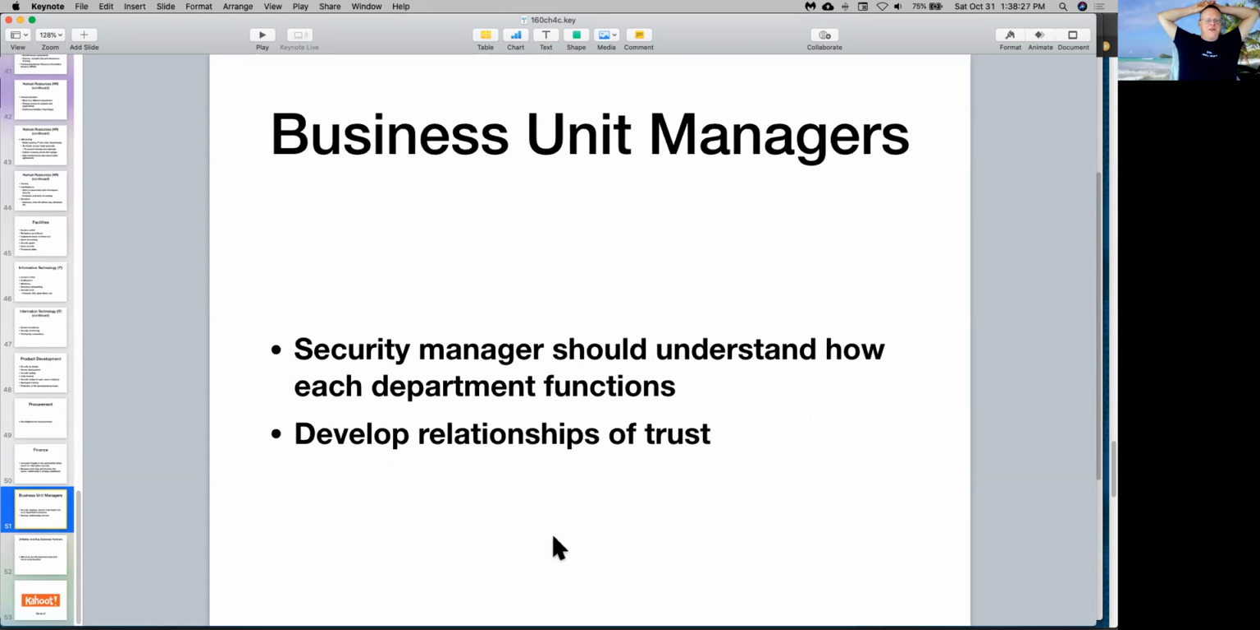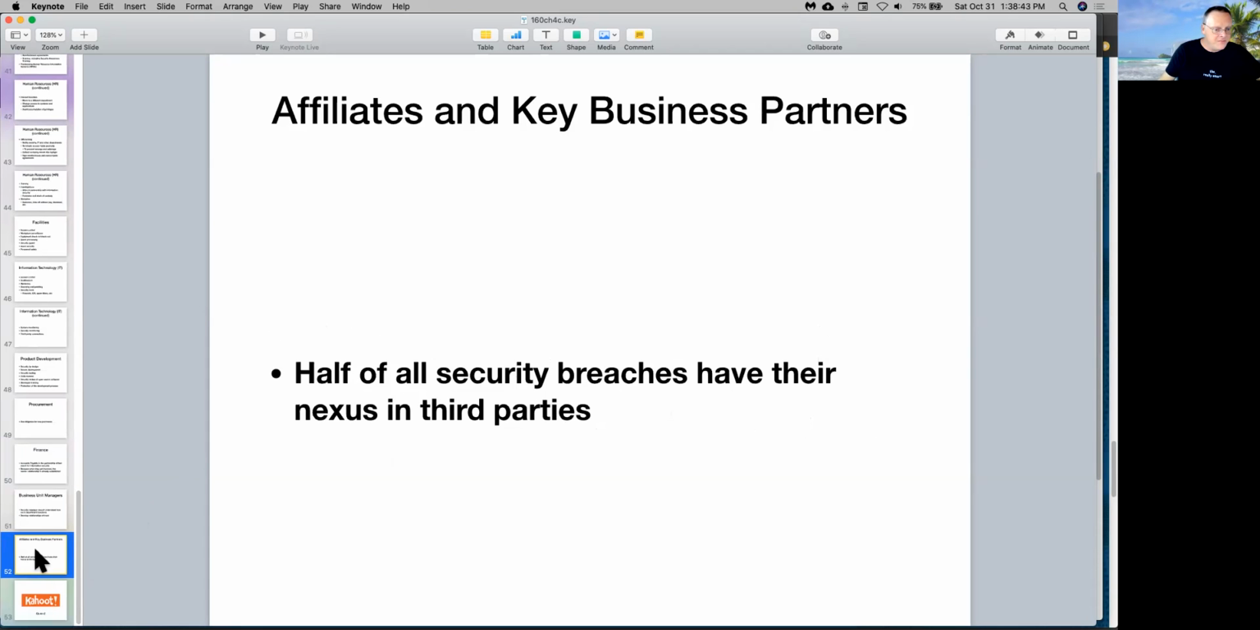All right, and so your business unit manager should be in cooperation with the security manager, so you should be able to understand what's going on in the department, and that's why it's important to have a representative of each department that participates with you so you can understand what the consequences are of your security decisions within the department.